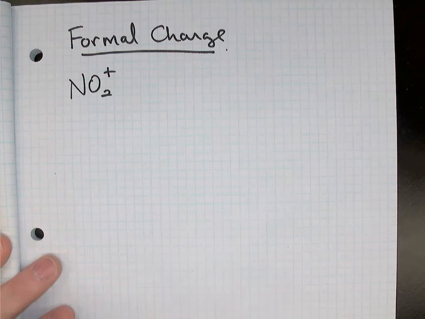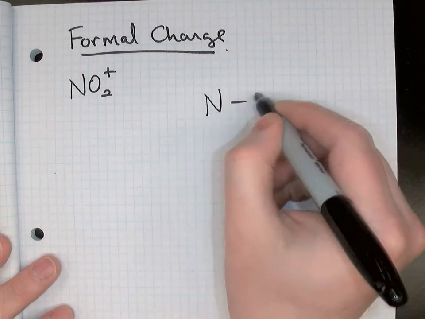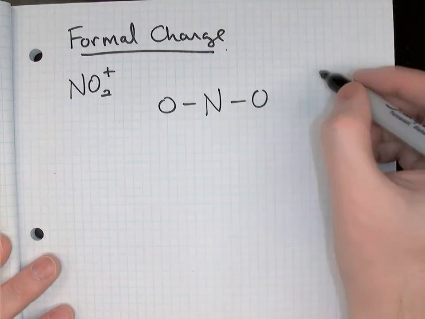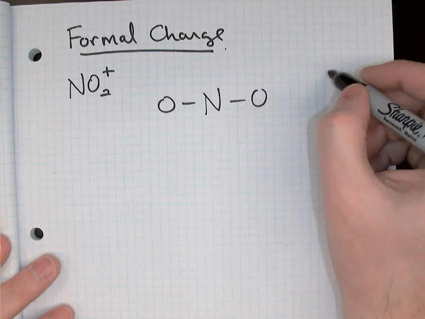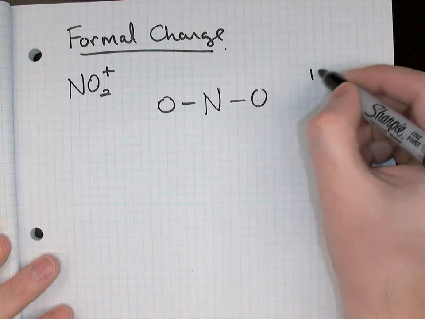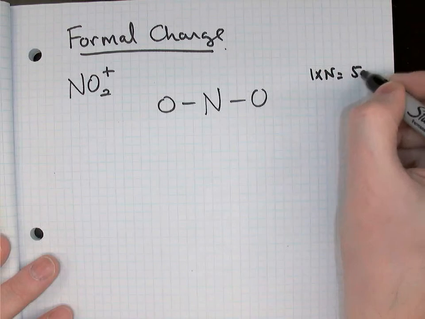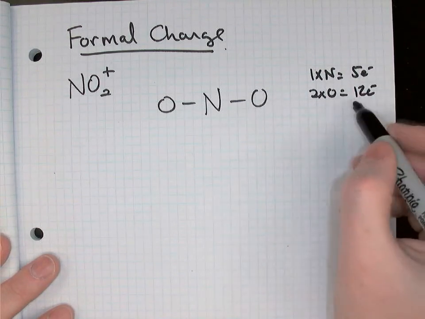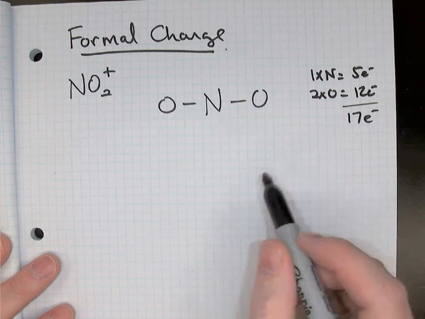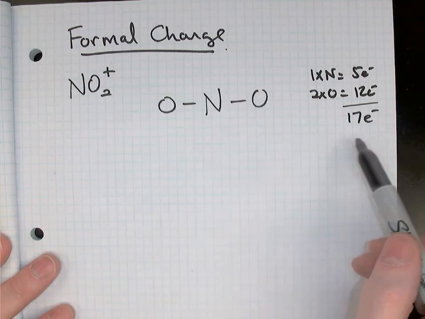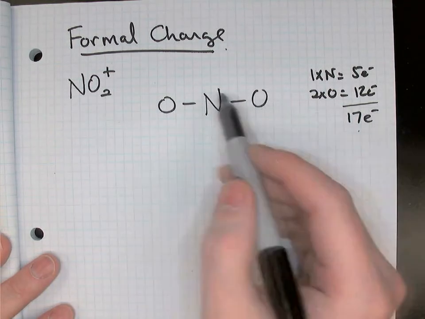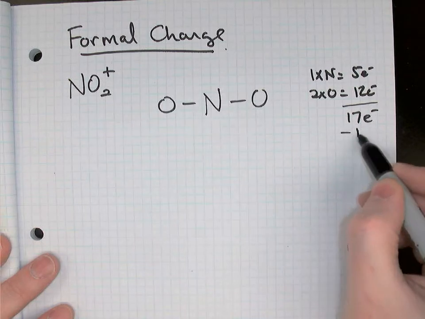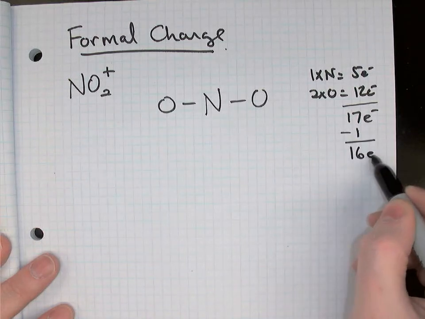We have nitrogen again with two oxygens bonded. We'll just quickly recount. One nitrogen is 5 electrons, two oxygens is 12 electrons, and that gave us 17. Before we had a -1 charge, so we added an electron. Now we have a +1 charge, so we're going to take away an electron. We have 16 electrons to play with.